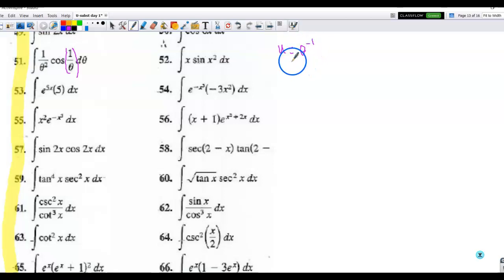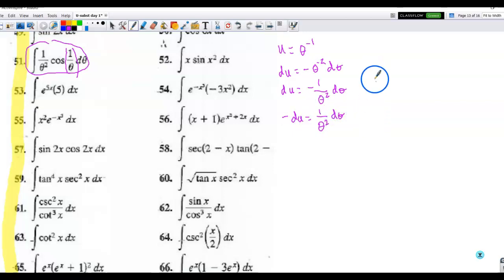Theta is a variable. We treat it like we treat x. The derivative of u is du. The derivative of theta to the negative 1 is negative theta to the negative 2 d theta, not dx, but d theta. That's the same thing if we do a rewrite so that we can see what we need to see. Negative 1 over theta squared d theta. When I use my math eyes to look back over here at the original problem, there is no negative, so I'm going to divide it to the other side. So that's negative du is equal to 1 over theta squared d theta.